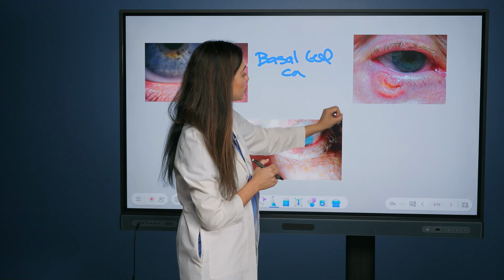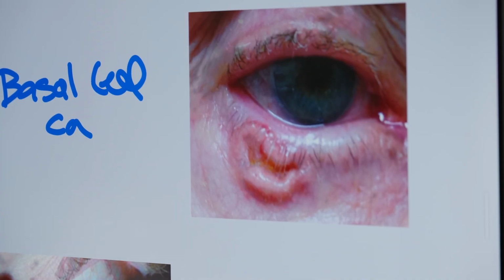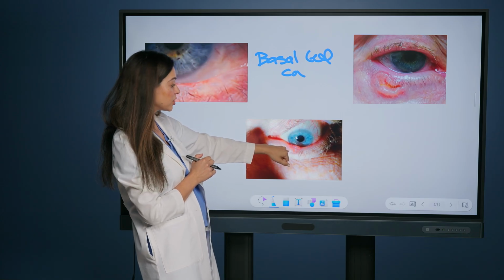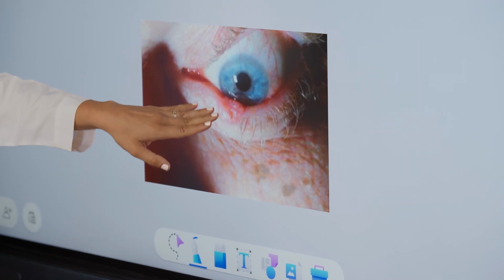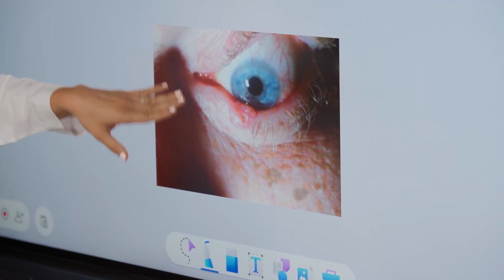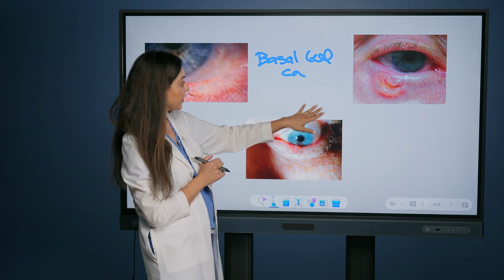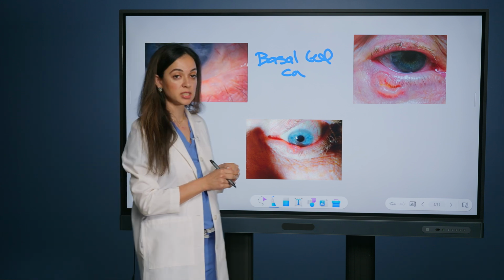This is the more rodent ulcer characteristic of basal cell carcinoma, where you can see the ulceration centrally. Also here you can see there's telangiectatic vessels and the loss of the lashes, the madarosis. So all signs, again, that are classic for basal cell. These patients also have fairer skin. We see the blue eyes, again, pointing towards the diagnosis of malignancy.